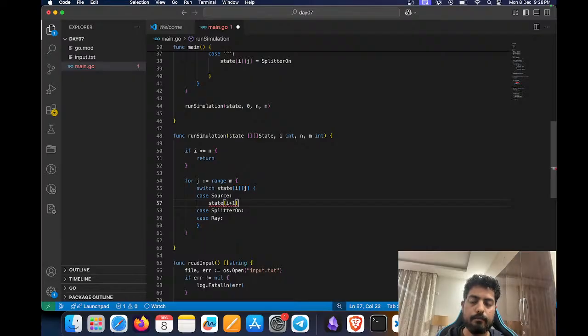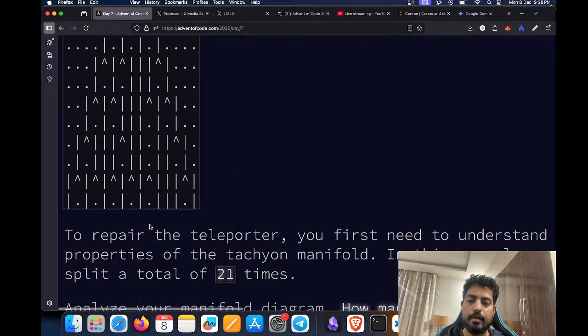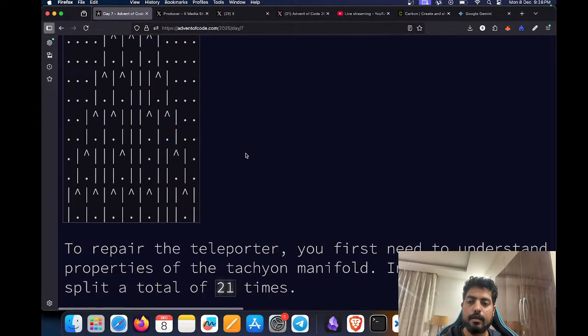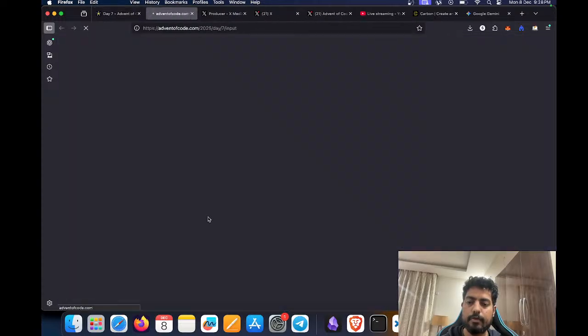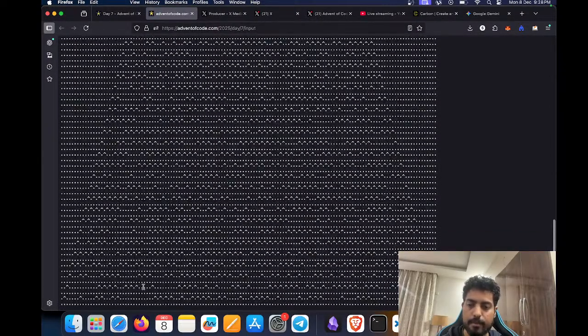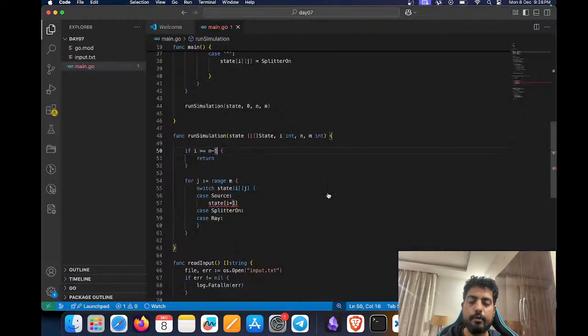okay, it is actually n minus 1, because if we are at the very bottom, then there is nothing that we can do. Just to confirm, in the input, are we going to have anything in the bottom? Okay, the bottom row, as you can see, is completely empty, so we don't need to worry about it, but this algorithm should even take care of that. So if we are at the last row, we do nothing, we just return.